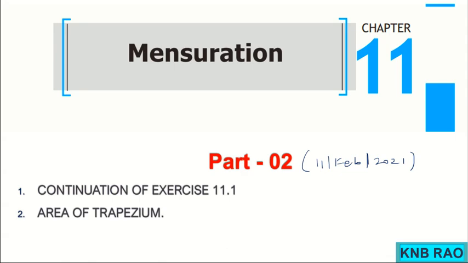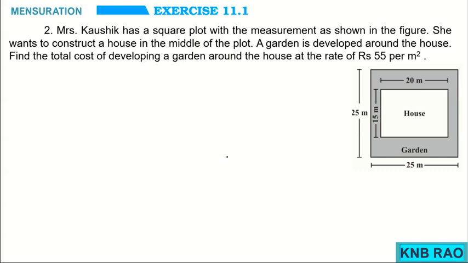Now we will take up question number 2. Mrs. Kaushik has a square plot with the measurements as shown in the figure. She wants to construct a house in the middle of the plot. A garden is developed around the house. Find the total cost of developing a garden around the house at the rate of 55 rupees per meter square.